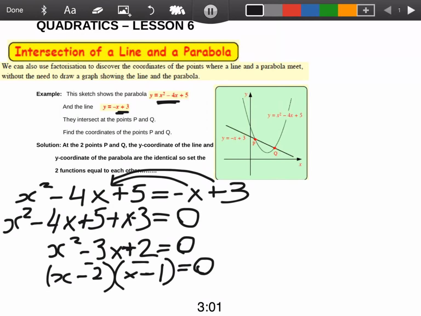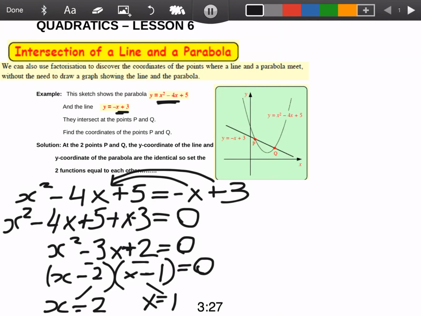Okay, these are your factors to get the solutions. Remember, to get your solutions, what do we do? We set both factors equal to 0. Now, if these are equal to 0, you're going to have x is 2 and x is 1. Okay, by setting each one equal to 0. That would be x minus 1 equals 0, move across the minus 1, so x equals 1. Okay, those are our x values, so that's our x values for P and Q.